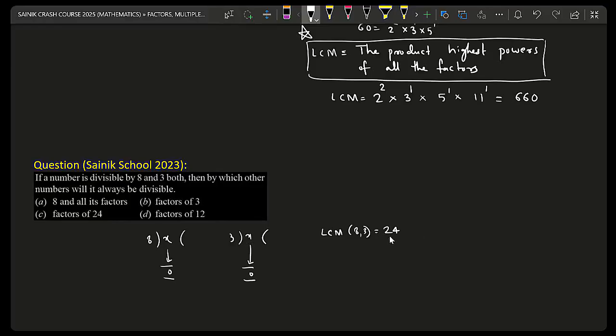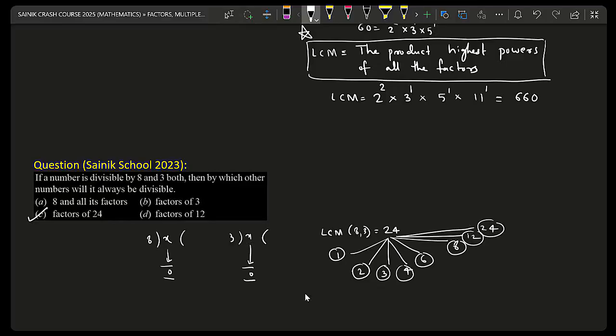Now, what are the factors of 24? We'll write all of them. 1, 2, 3, 4, 6, 8, 12, 24. If a number is divisible by 8 and 3 both, then it is divisible by every factor of 24. So the answer will be C, factors of 24. Correct answer, Daksh. You can mute yourself.